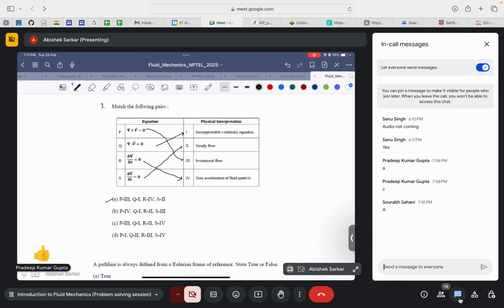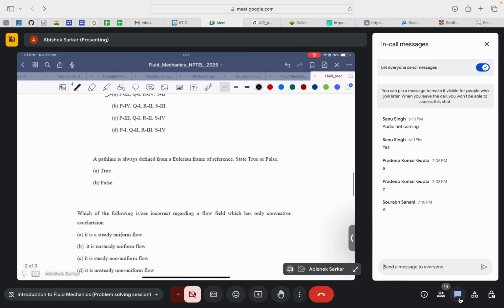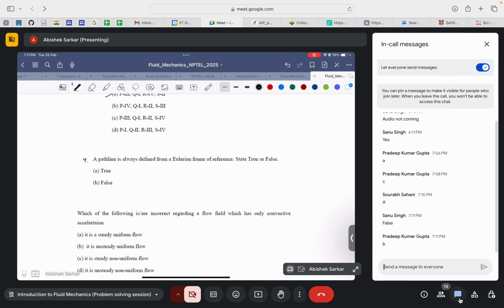Okay, thanks Pradeep. So the next question, question number 4: a path line is always defined from an Eulerian frame of reference. State true or false. A or B again, a true-false type statement. False. Okay, Sanu says false. Others? Pradeep says false. So I think it's quite simple now.